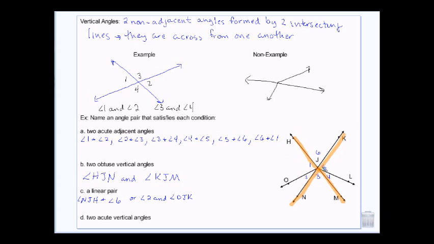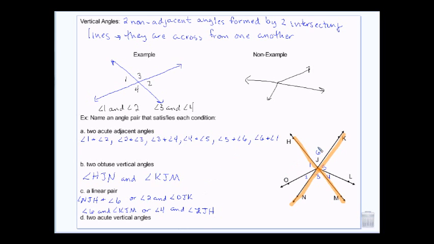Or if I wanted to talk about this straight line, I could talk about angle 6 and K, J, M. Or I could talk about angle 4, right? This, and L, J, H. Okay.